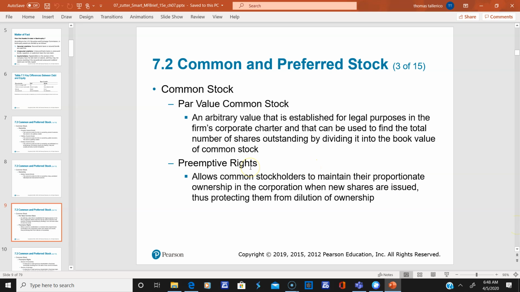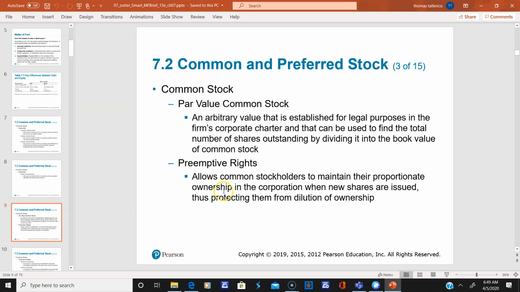Okay, so common stock has a par value, and the par value is an arbitrary number. Now, it's different than a bond. When a bond has a par value, the par value is typically $1,000, right? But a stock, it's an arbitrary number that's established for legal purposes in the firm's corporate charter, and that can be used basically to find the total number of shares outstanding. So you take that and you divide that into the book value of the common stock. And we've seen that on the statements, all right?